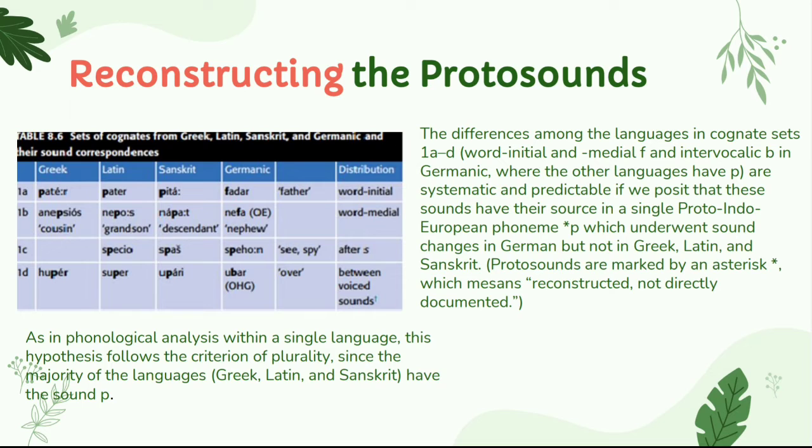So the sounds th, d, and th in cognate sets 2a through 2d have the same predictable distribution as p in cognate sets 1a through 1d. By the same reasoning as for p, we reconstruct a Proto-Indo-European *t for these sets. We infer that in Germanic it remained unchanged after an s, changed to d between voiced sounds not preceded by the accent as in Greek and Sanskrit, and changed to th elsewhere.